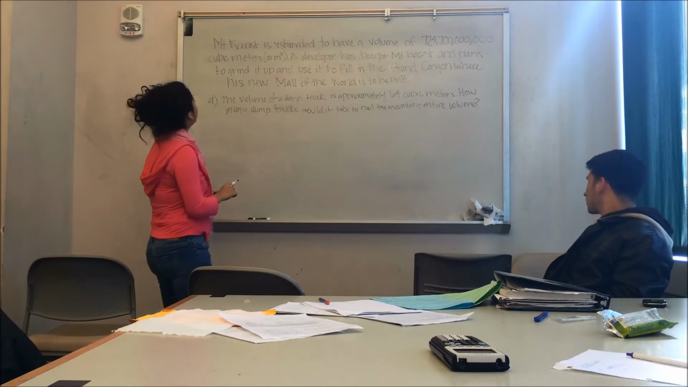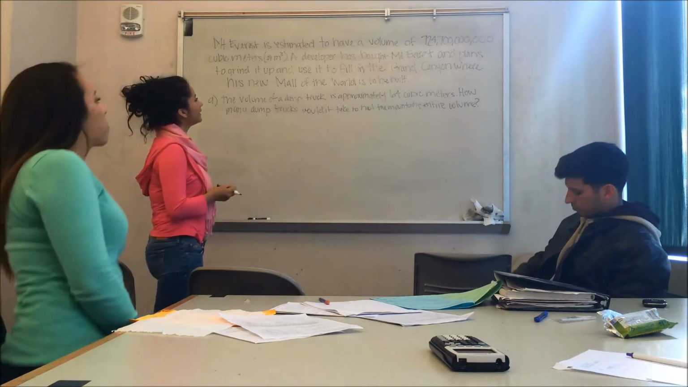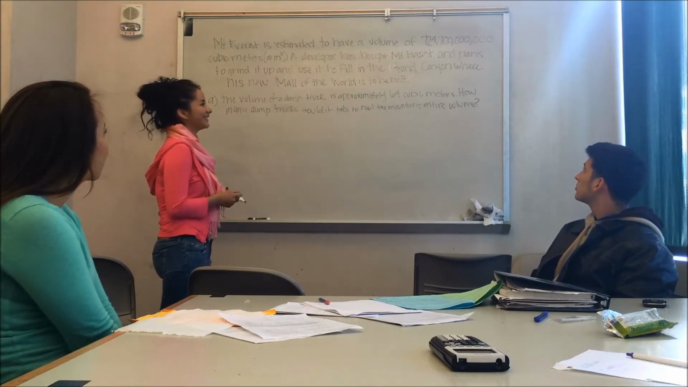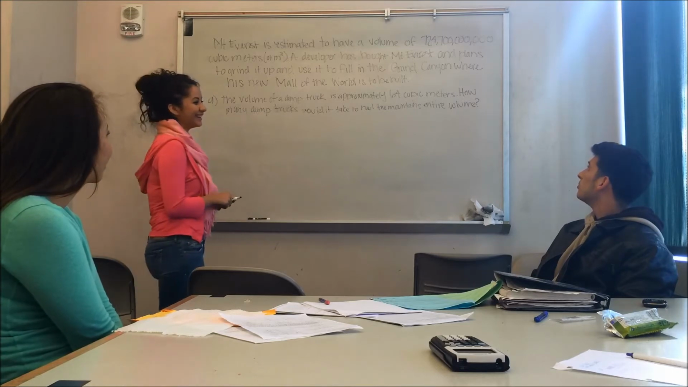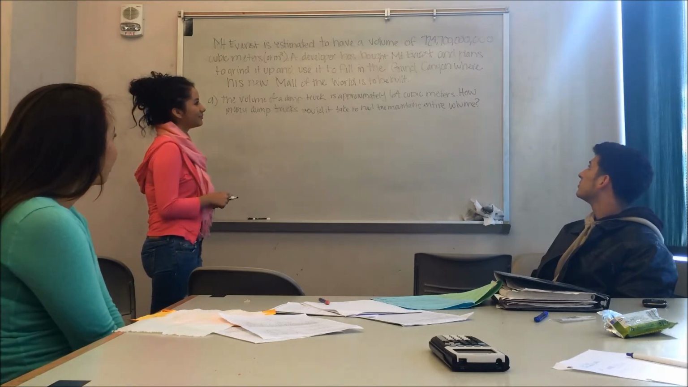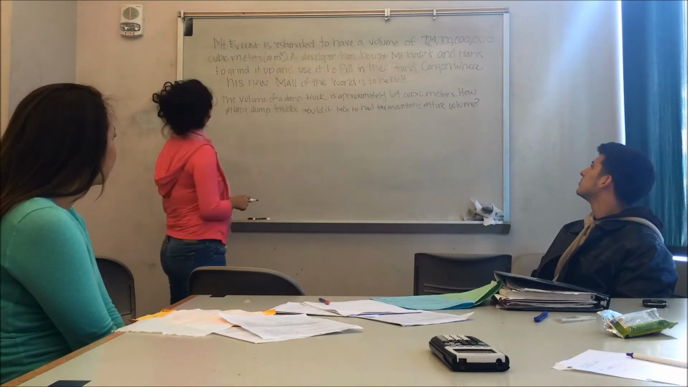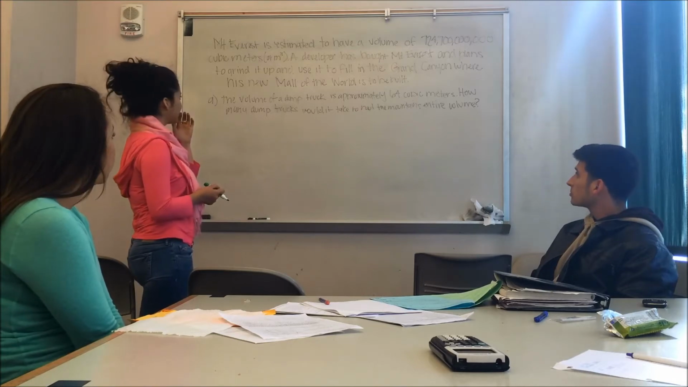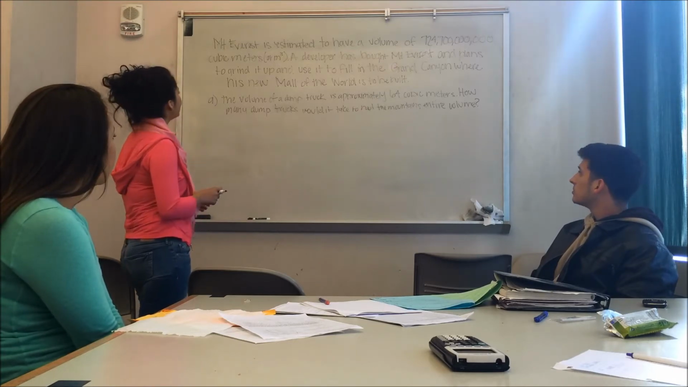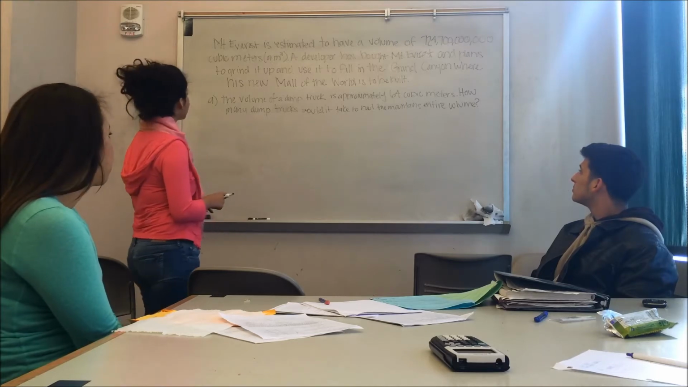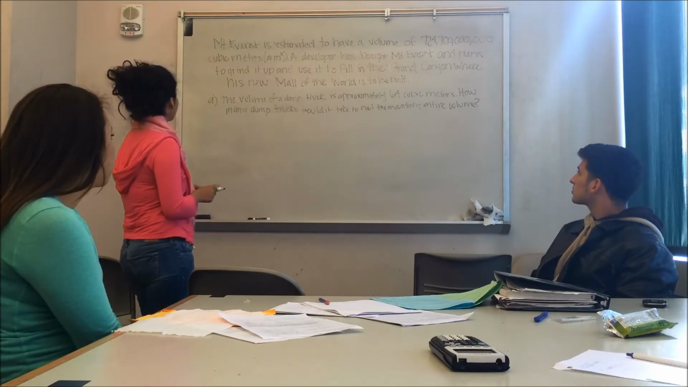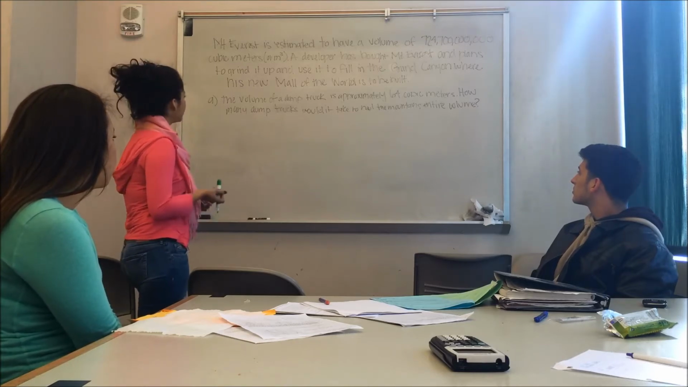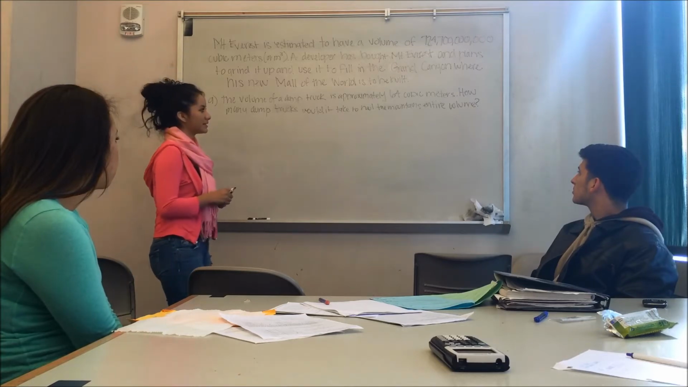So this problem says that Mount Everest is estimated to have a volume of 724 billion, 700 million, how do you say that? 724 billion, 100 million thousand cubic meters. A developer has bought Mount Everest and plans to grind it up and use it to fill in the Grand Canyon where his new Mall of the World is to be built. A, the volume of a dump truck is approximately 64 cubic meters. How many dump trucks would it take to haul the mountain's entire volume?